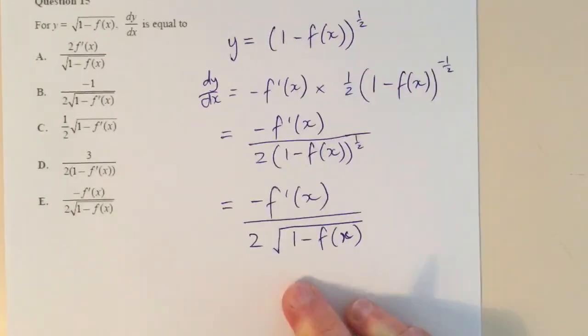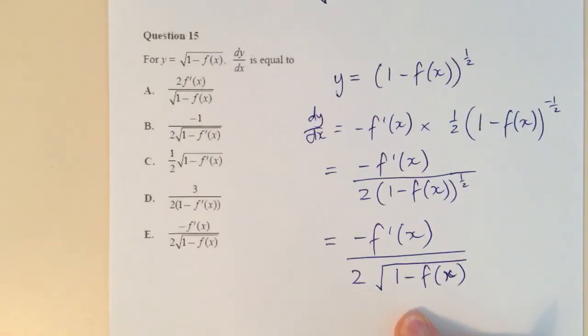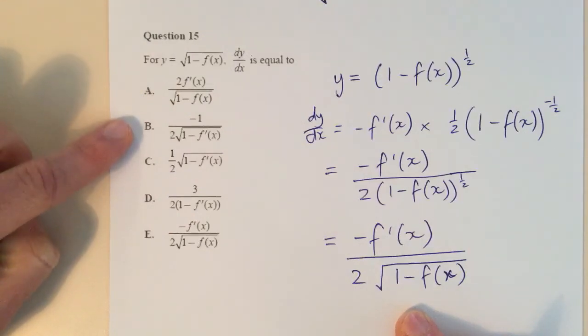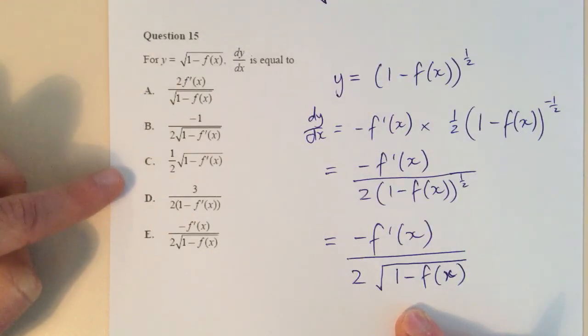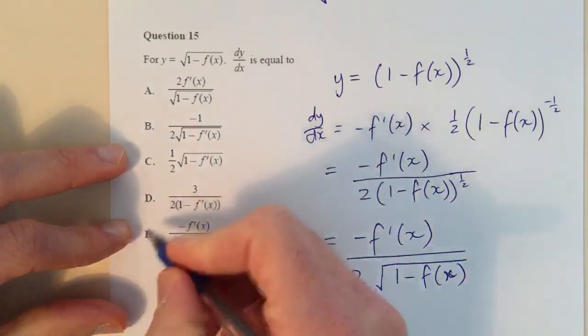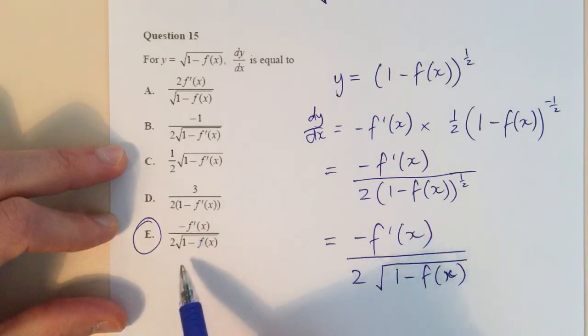All right, and let's see if we can find an option that matches that one. Running through them, A, not quite, doesn't have the negative f dash of x. B, C, no. D, no. E, that's looking promising. Yep, same as ours. Okay, so option E is our correct option here, negative f dash of x over 2 root 1 minus f of x.